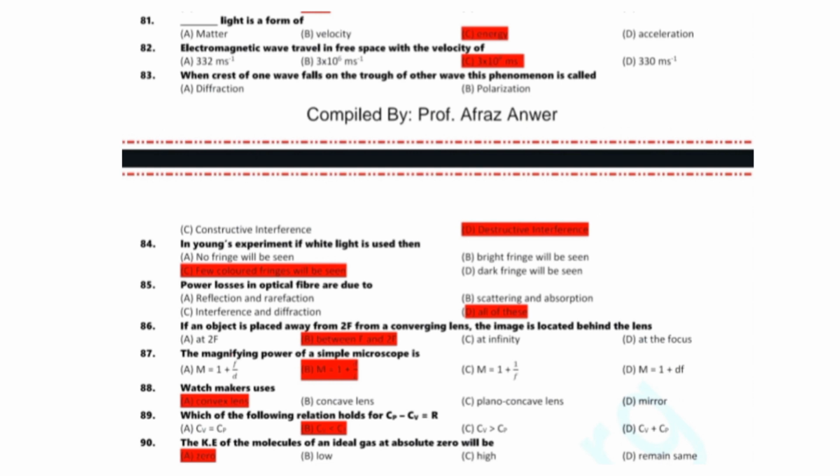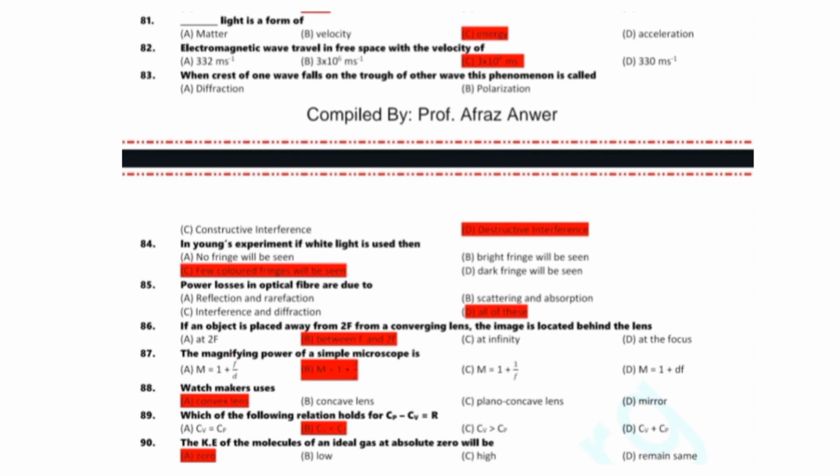If an object is placed away from 2F of a converging lens, the image is located behind the lens between F and 2F. The magnifying power of a simple microscope is m = 1 + 1/f. Watchmakers use a convex lens.